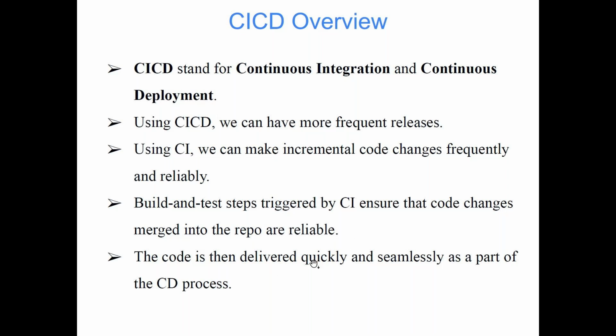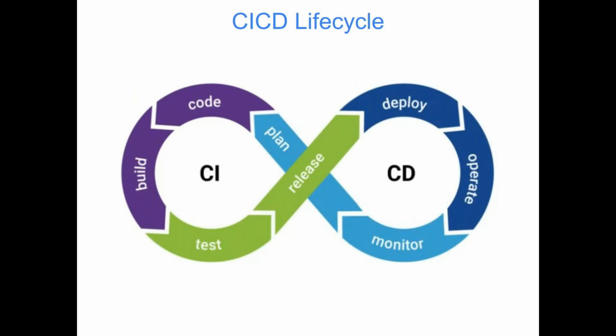Okay, the code is then delivered quickly and seamlessly as part of the CD process. Once your code is integrated and tested, it's ready for deployment. So CI, continuous integration, will take care of integration and testing, and the CD part, continuous deployment, will take care of deploying that change into your environment. Okay, now you may think these are heavy terms, like continuous integration, continuous deployment, but we'll be talking more about these things. In upcoming days, this week mainly, we'll be talking about all these things practically. So you will get more idea on that. Okay, let's see the next slide.